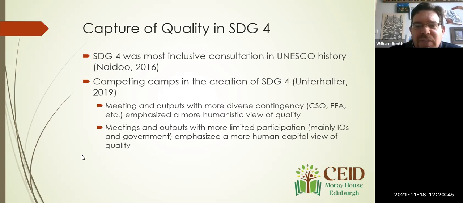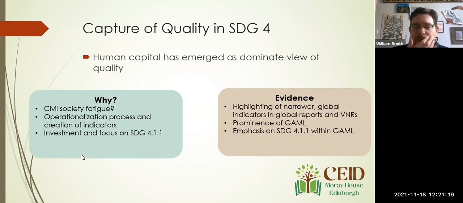So where they see two camps really competing in the creation of SDG 4, meetings and outputs that had more diverse constituencies. So amongst these key meetings that were inputting into the creation of SDG 4, those that had more diversity, that included civil society or included other actors from the Education for All era, tend to emphasize a more humanistic view of quality. Where those that had limited participation, mainly with international organizations and government, emphasized a more human capital view of quality. And at the end, we argue that human capital emerged as a dominant view of quality. So why is that? In other work I do with Christopher Johnston, we try to explain this a little more.